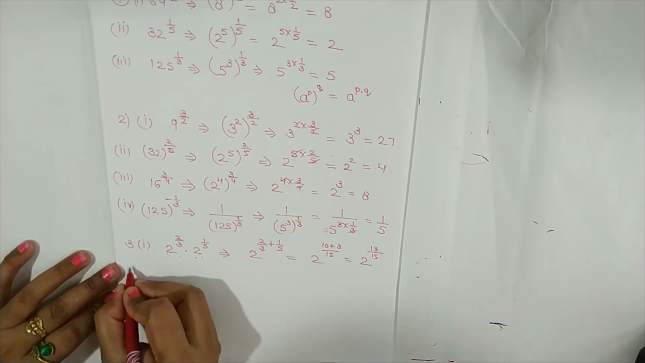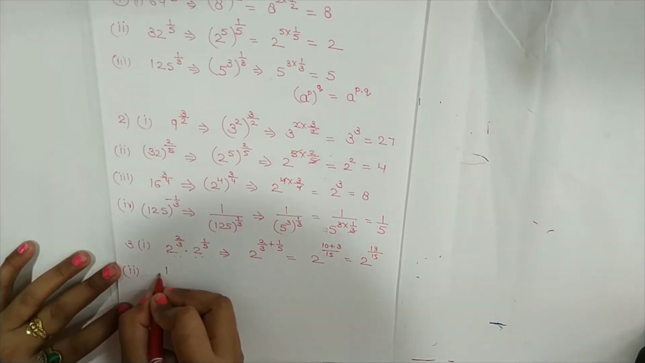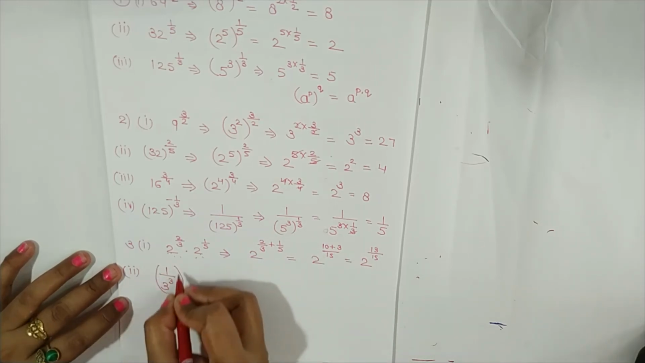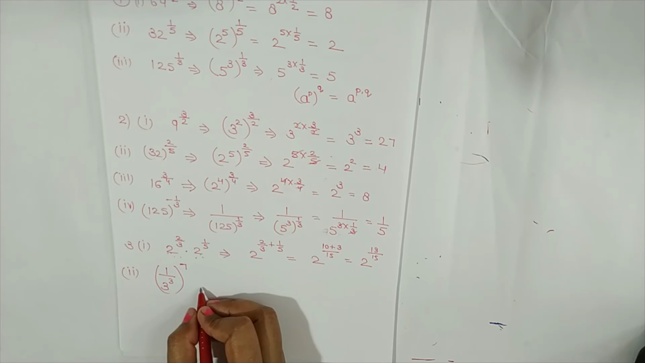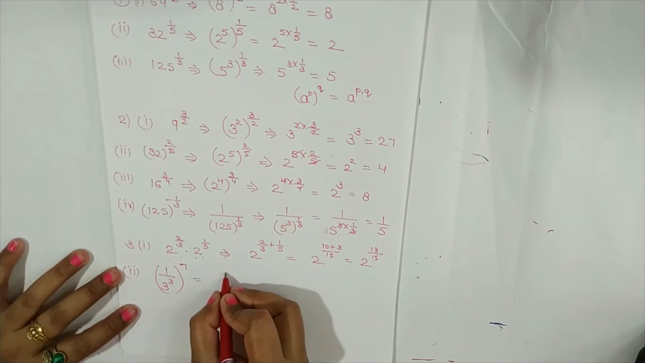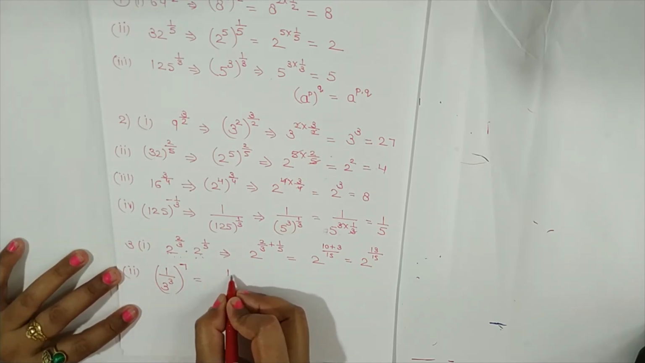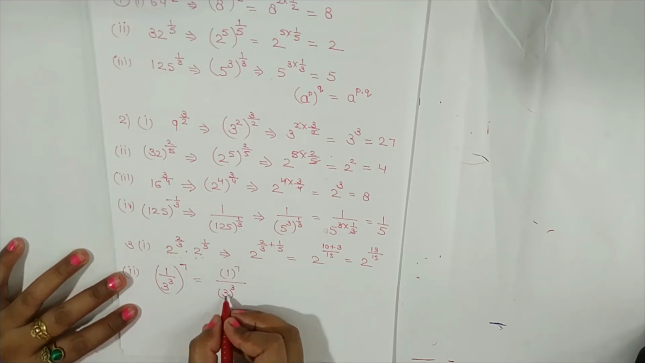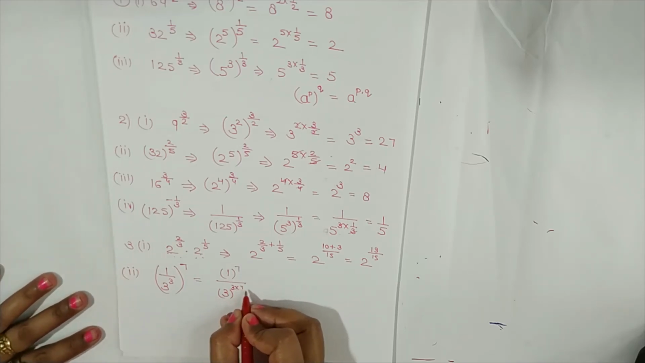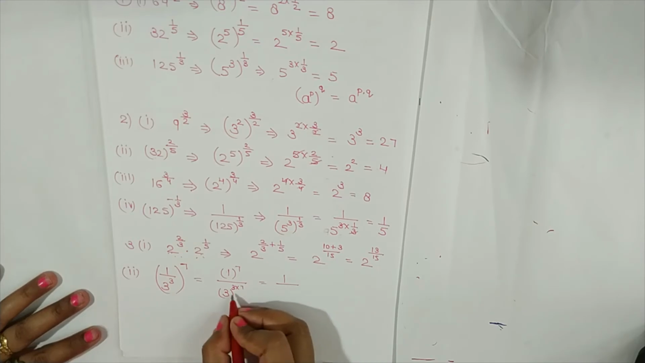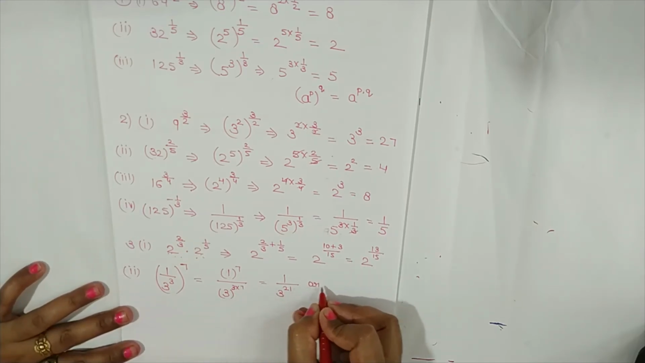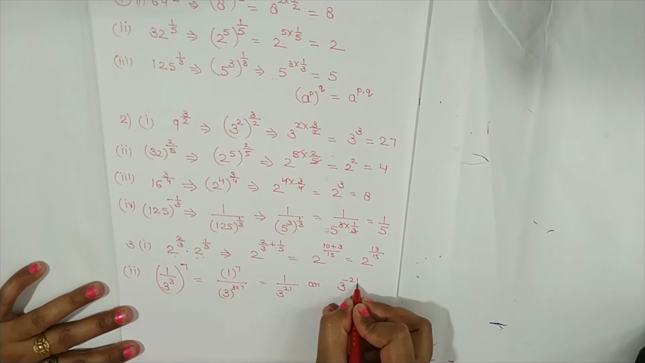Next question. 1 upon 3 to the power 3, the whole power 7. Now you can write it as 1 to the power 7 and 3 to the power 3 to the power 7, 3 to the power 3 into 7. So it will become 1 upon 3 to the power 21, or you can write it as 3 to the power minus 21.